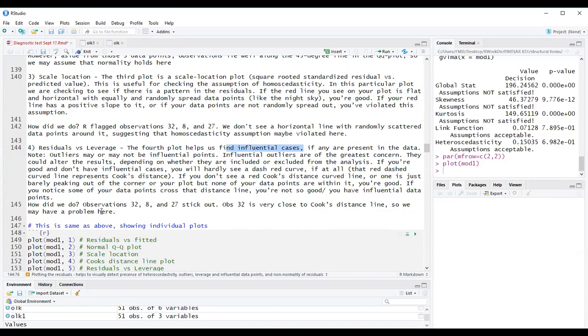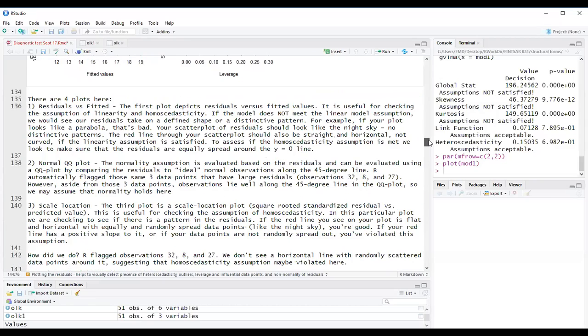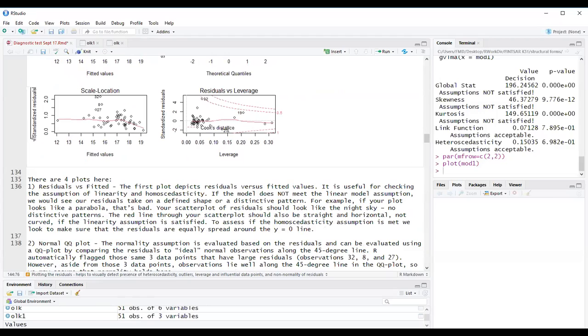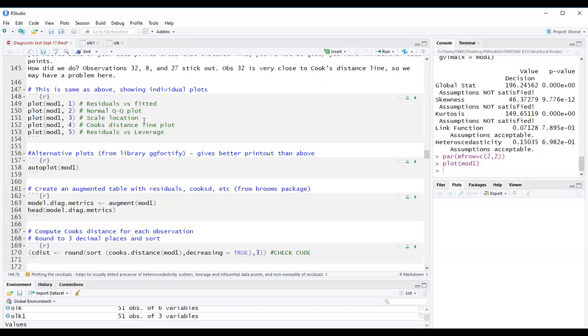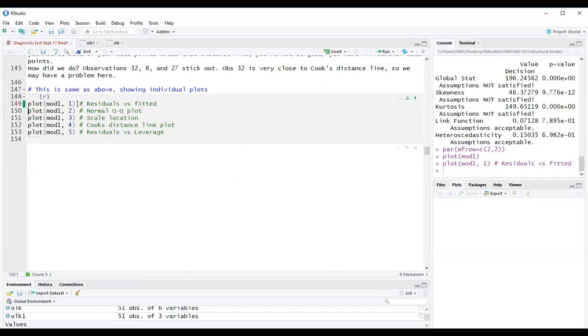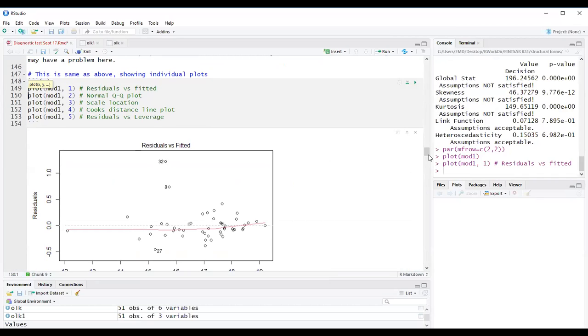Okay, so ang comment ko lang dito, guys, 32, 8, and 27 stick out. Si 32 very close to Cook's distance. Okay, pero wala dito si 8 and dito si 27. Si 8, asan si 8? Baka hindi lang makita. Okay, kaya nga guys, mas maganda kung ito gagamitin nyo, no? Kasi pareho lang to. So plot model 1, this will give us the same plot kaso mas malaki na. Okay, mas klaro ha?